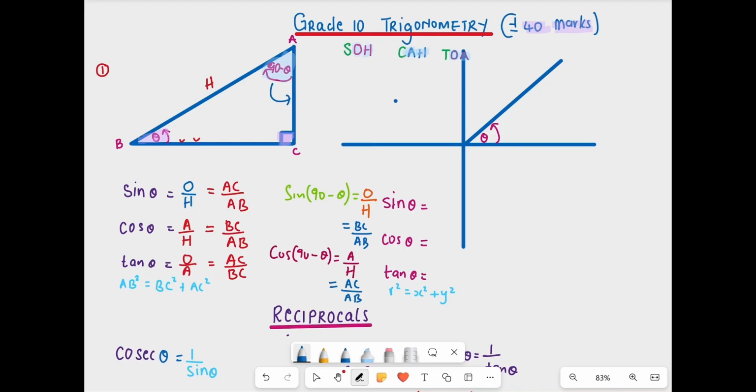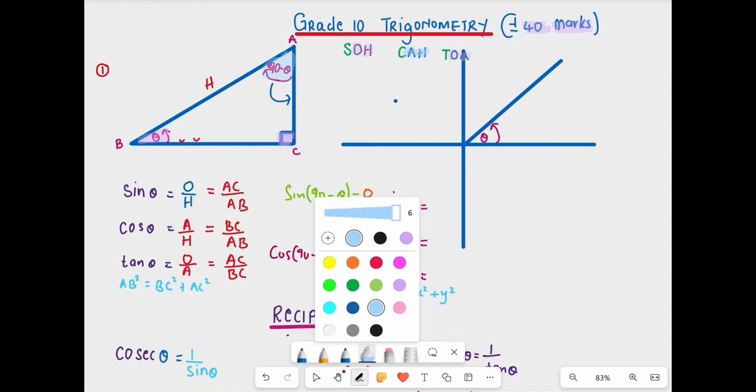You also need to remember your Pythagoras theorem. So in a right-angled triangle, the theorem says the square of the hypotenuse, that is AB squared, is equal to the sum of the squares of the other two sides. So AB squared is equal to BC squared plus AC squared.